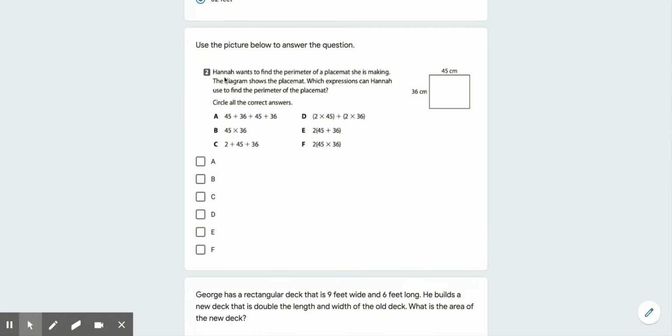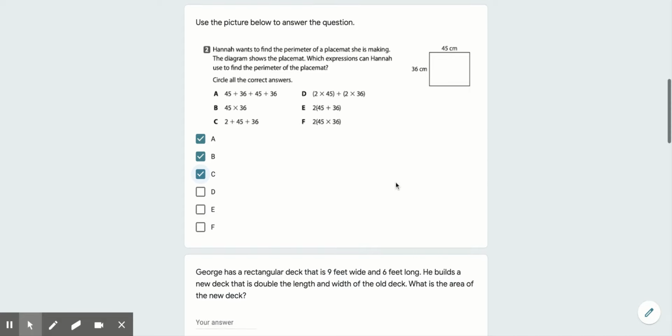Same thing with this. The question is Hannah. So after Hannah, this is the question. Circle all that apply. That just means check all that apply. So if you agree with A and C and B, you would just click all of these. I'm not saying that's right. I'm just giving you an example. Use this rectangle to help you, okay?